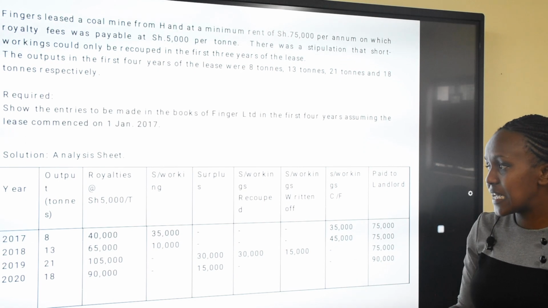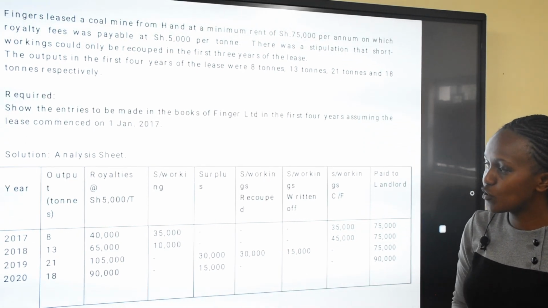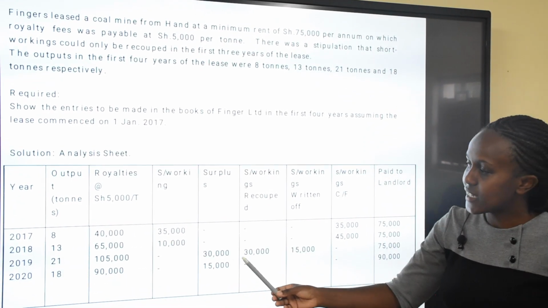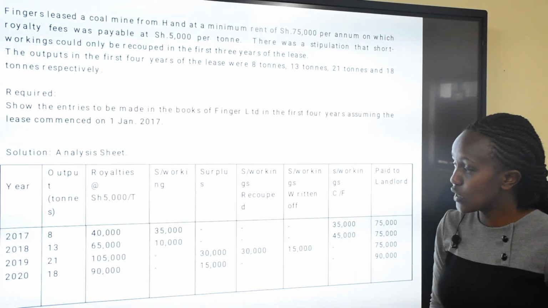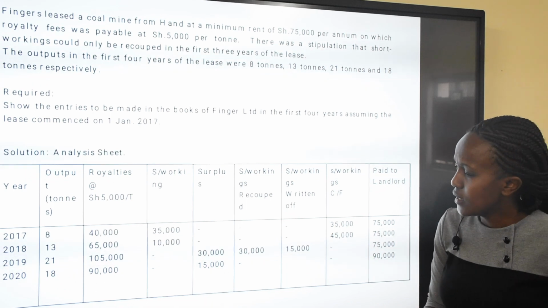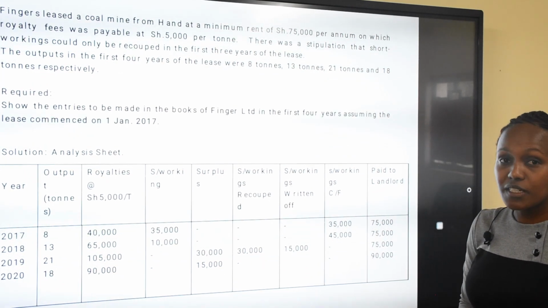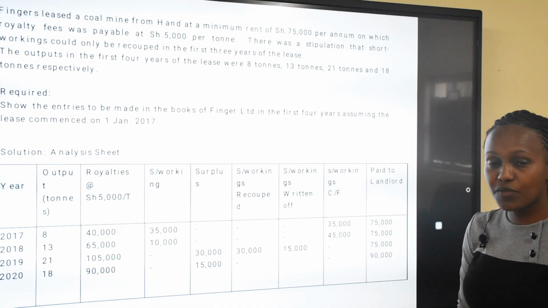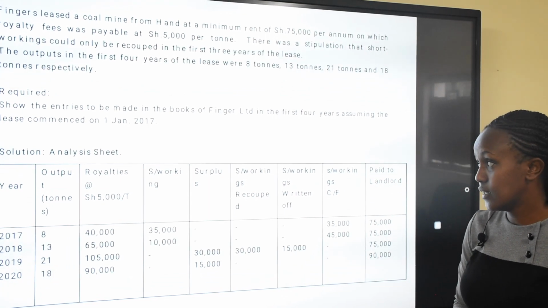So if you find that there, 8 times 5,000 is going to give you 40,000. 13 times 5,000 is going to give you 65,000. 21 times 5,000 is going to give you 105,000. 18 times 5,000 is going to give you 90,000.